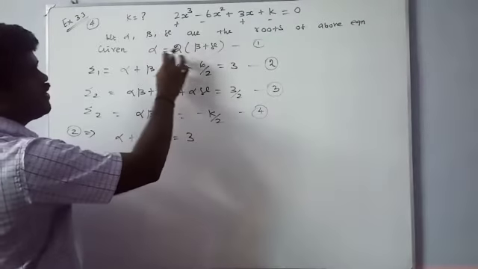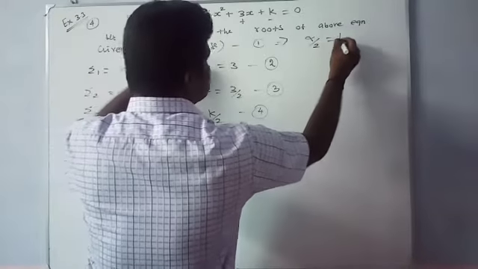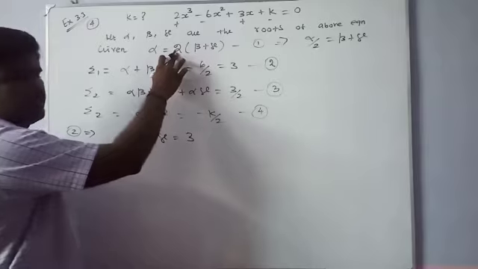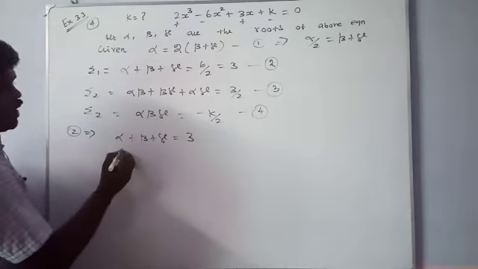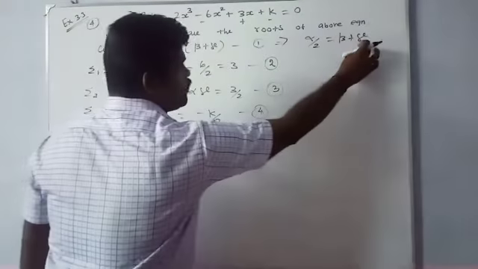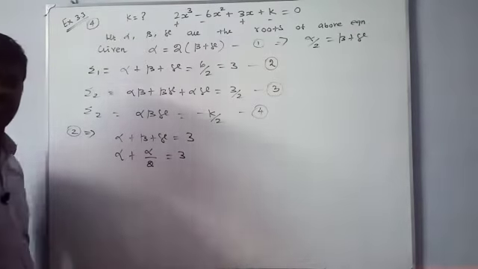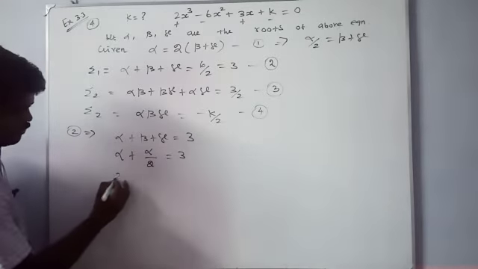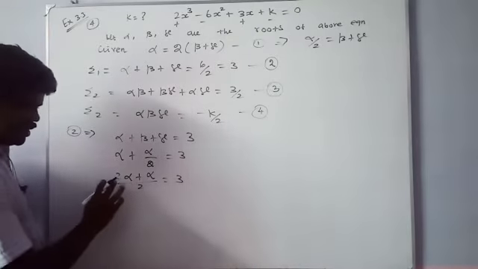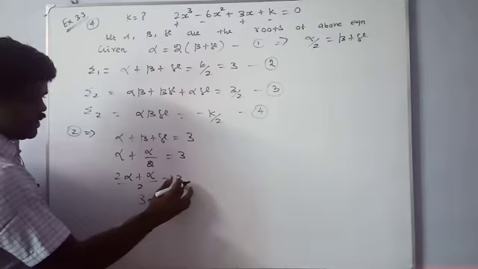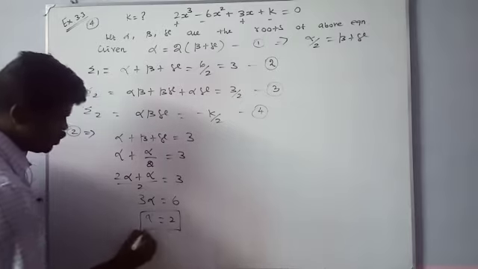Now already we know that alpha is equal to 2 times beta plus gamma. We can simplify this result as alpha by 2 equal to beta plus gamma. Now alpha plus, what is the value of beta plus gamma? Beta plus gamma means alpha by 2. So alpha plus alpha by 2 equal to 3. Now cross multiply: 2 alpha plus alpha divided by 2 equal to 3. Now 3 alpha equal to 2 into 3, 6. Now alpha equal to 2.